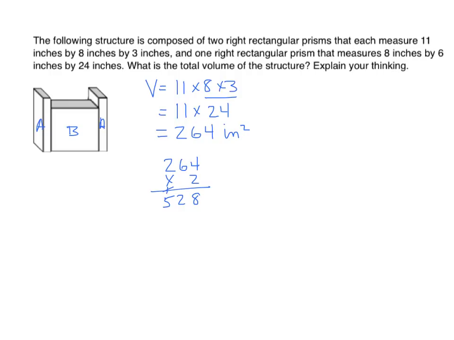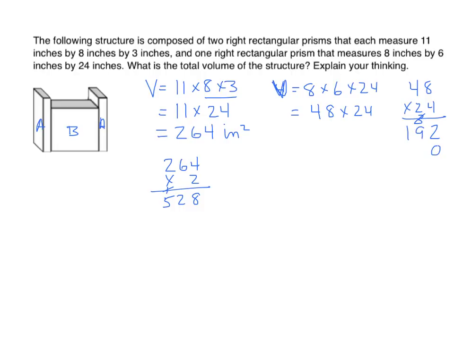Now let's find B. We have 8 by 6 by 24. And we can simply multiply that out. Not a big deal. That's a volume. Let's put a B there. So I now multiply 8 times 6, I have 48 times 24. I'm going to set that up as a multiplication problem going vertically. And 4 times 8 is 32. Regroup the 3. 4 times 4 is 16 plus 3 is 19. And put in my 0 because I'm multiplying from the tens place.